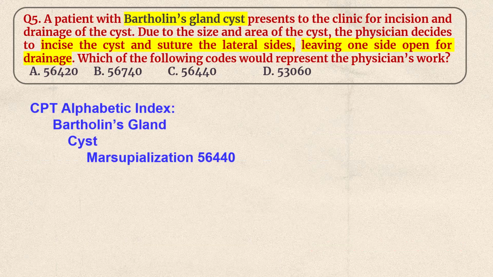So if you go with the CPT index, you can go to the Bartholin cyst gland, then go to the subcategory cyst, then go to the subcategory of marsupialization. That will lead you to 56440. Again, you have to go back to the tabular list and confirm the answer. So the correct answer is C.